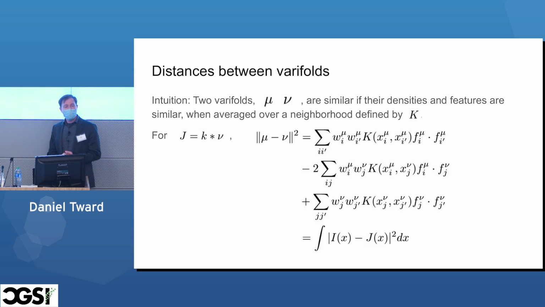Okay, so this is just a summary. Generally, in a vector space, if you have a norm on some vector, you can also compute the distance between a pair of vectors. So if I have two spatial transcriptomics datasets, mu and nu, I can calculate the distance between them in a very standard way using these kernels K and the dot product between features. And the intuition, like I just stated, is the two varifolds are similar if their densities and features are similar when averaged over some neighborhood.